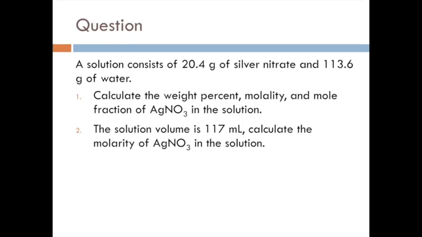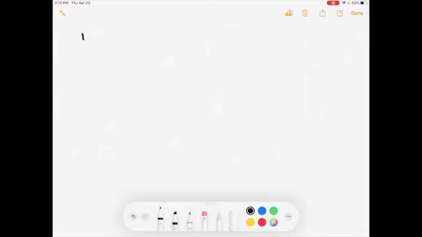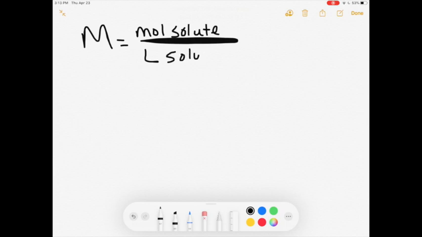Okay, the next question says the solution volume is 117 mL. Calculate the molarity of silver nitrate. So now we're going to do molarity, which is big M, moles solute divided by liters of solution. So you can go in between molality and molarity, but in order to do that, you need the density of the solution, okay? So a lot of times your word problems will provide that. But again, that's just so you can go in between molality and molarity.